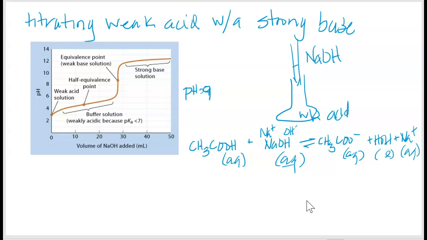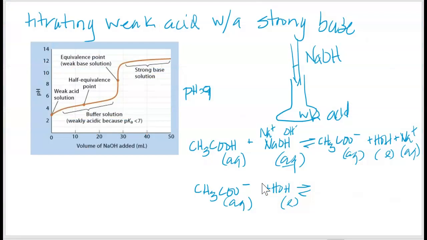One thing I should mention, notice I'm always drawing the double arrow whenever we're working with a weak acid or base. So in the previous slide, we started with a weak base and reacted it, so we had a double arrow. Only in the first slide, where we were working with a strong acid and strong base, did we have a one-way arrow.